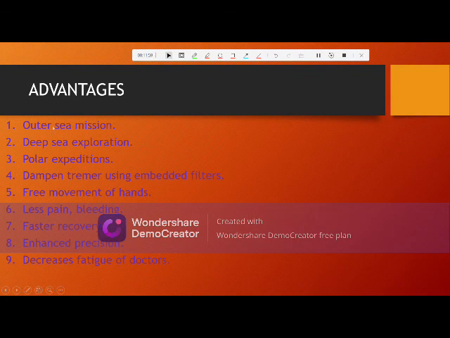Now, advantages. So it also has some advantages with it. Like one is outer space missions. Second is deep sea exploration. Third is polar expeditions. Fourth is dampened tremor using embedded filters. Fifth is free movement of hands. Sixth is less pain and bleeding. Seventh, fast recovery, as we have already learned in the starting that the patient has a faster recovery rate. Eighth, enhanced precision. Ninth, decreased fatigue of doctors.